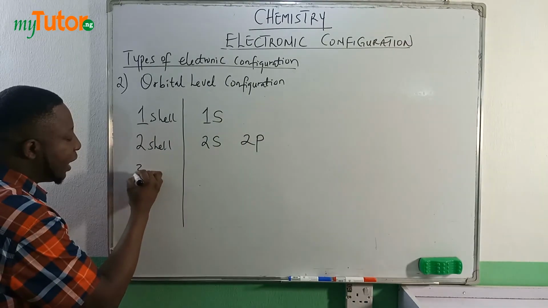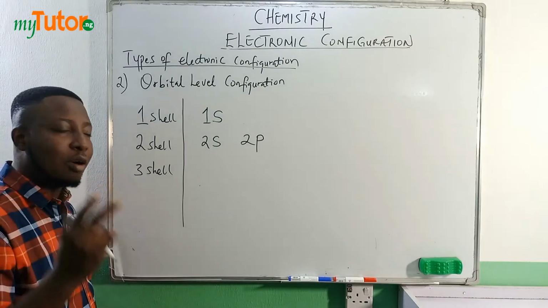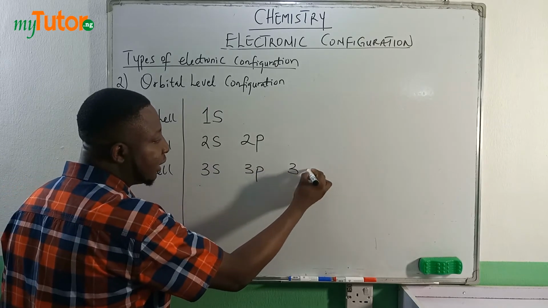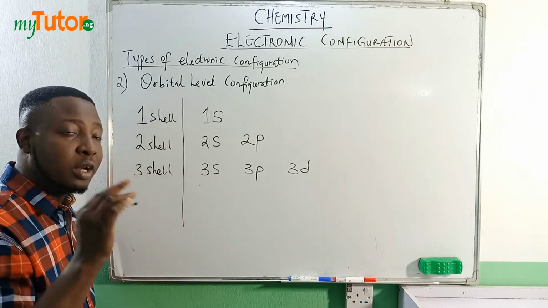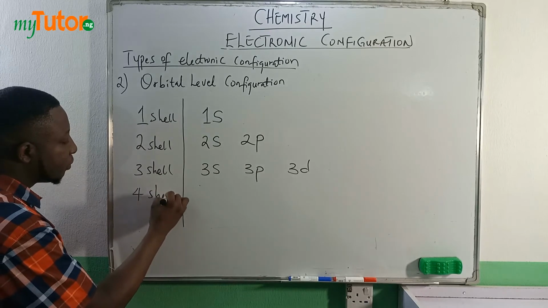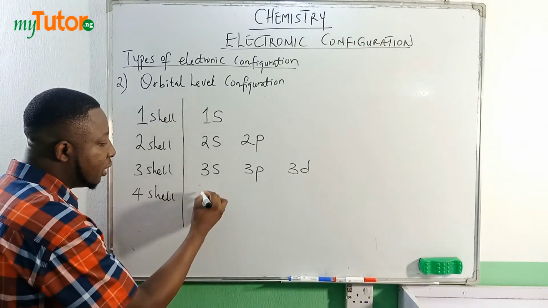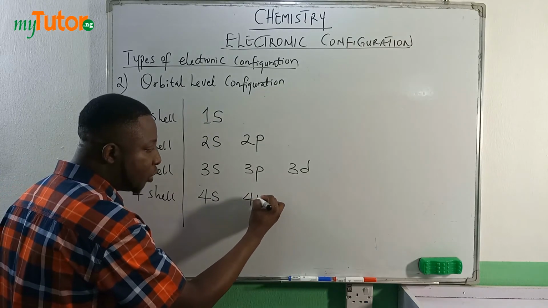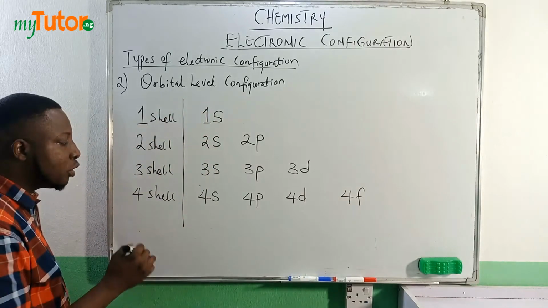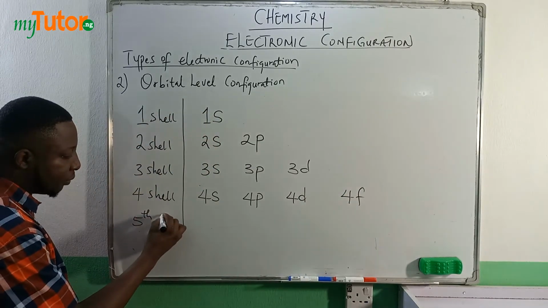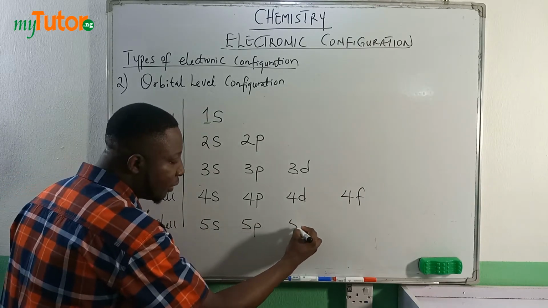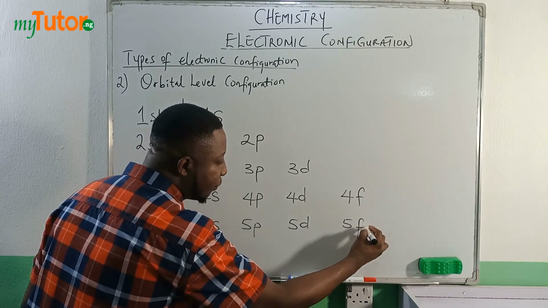The third shell will have 3 orbitals, which is written as 3s, 3p, and 3d. It will not have a 3f. It will only have 3 orbitals, the s, p, and d. The fourth shell will have 4 orbitals, the 4s orbital, the 4p orbital, the 4d orbital, and the 4f orbital. The same goes for the fifth shell. The fifth shell will have the 5s orbital, the 5p orbital, the 5d orbital, and the 5f orbital.